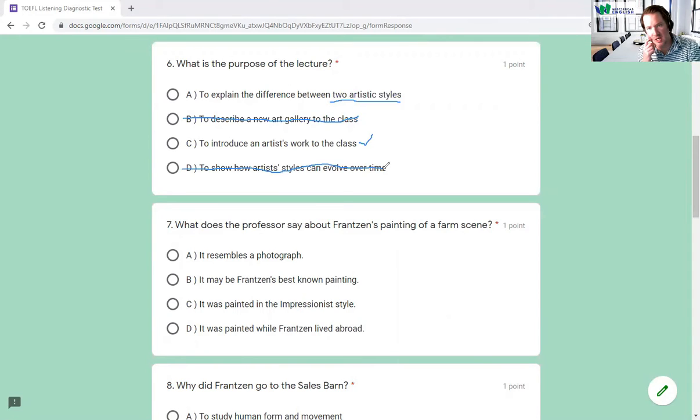So is the lecturer saying the difference between two styles or to introduce an artist's work? So here the answer is going to be C, to introduce an artist's work. Yes, they do mention the two styles, Impressionism and Realism, but mainly here we're looking at introducing Rose Franson to the class. So the answer there is going to be C.